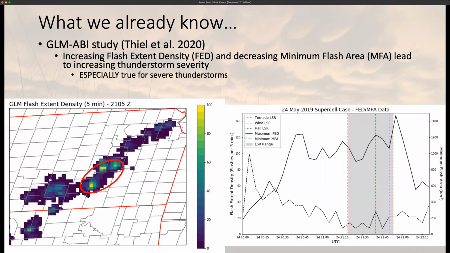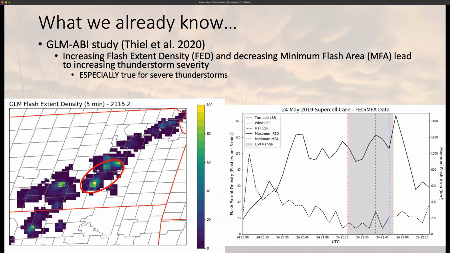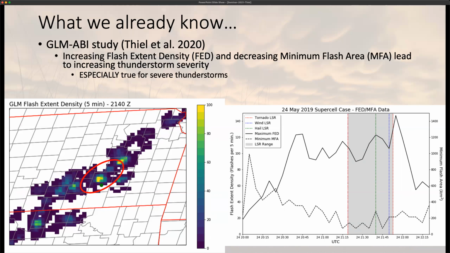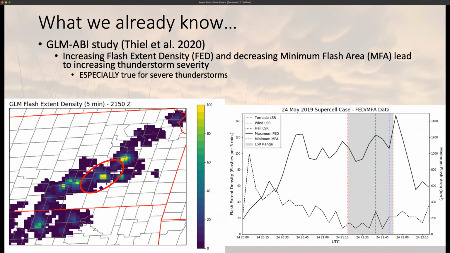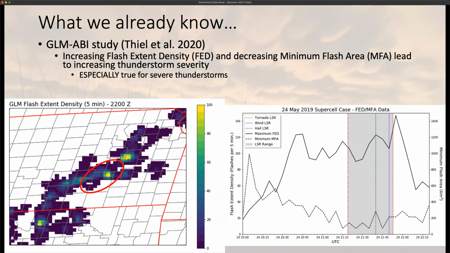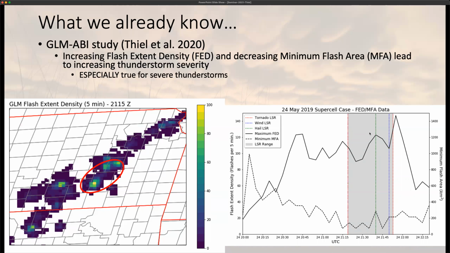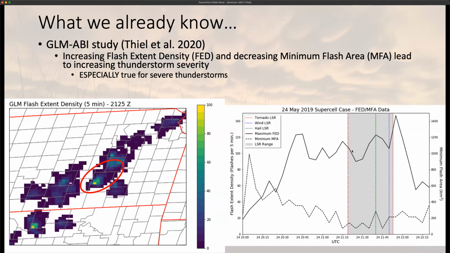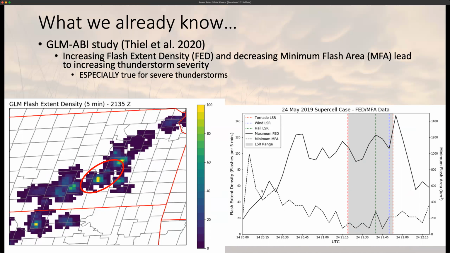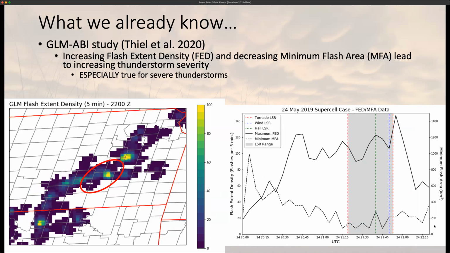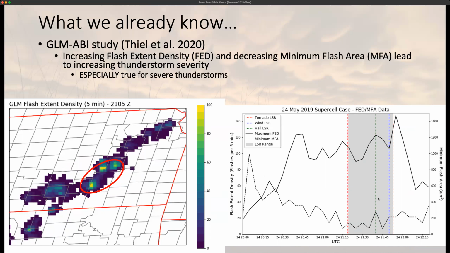To really drive home the point, we then also showed a few case studies, one of them being a supercell across southeastern Kansas, and we observe exactly what you would expect, high FED values associated with the storm, especially around the time when we had local storm reports, tornado, hail, and wind reports within this zone. Our minimum flash areas also decreased down to their smallest available values, right around 100 square kilometers.